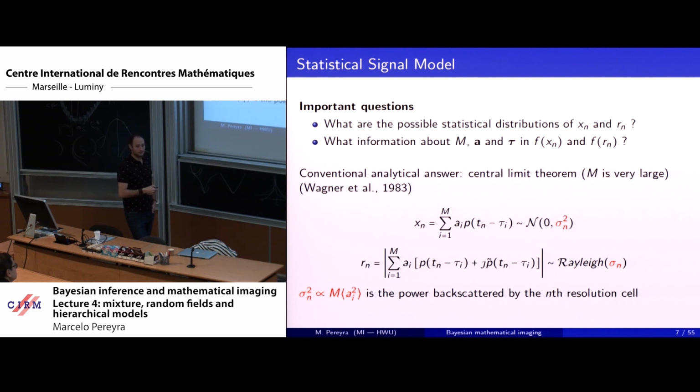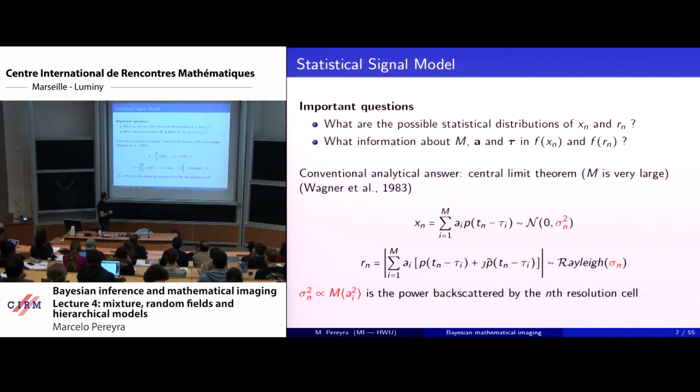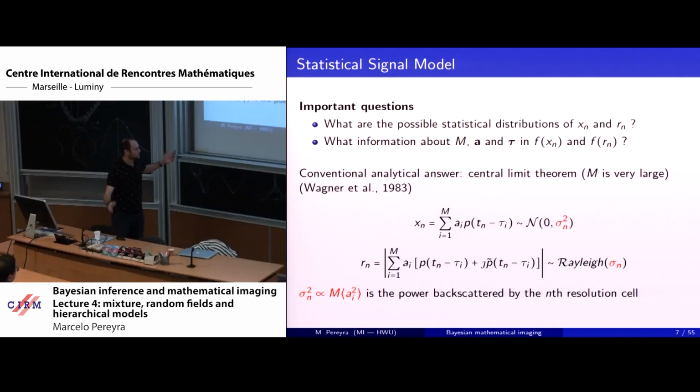The Gaussian signal has zero mean, but its variance is not constant. It depends on the model, and it's not known. And the Rayleigh distribution depends only on the variance. And this variance is proportional to the number of scatterers and the average value of the second moment of the scatterers. So if you have scatterers that on average are very large, or you have many scatterers, then you'll get a lot of power back.